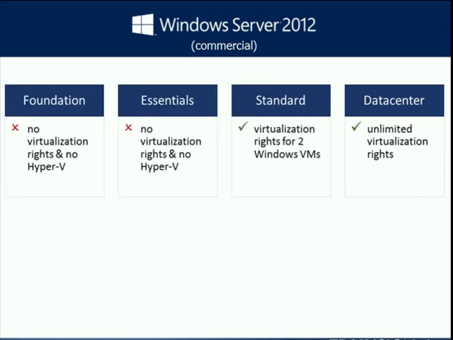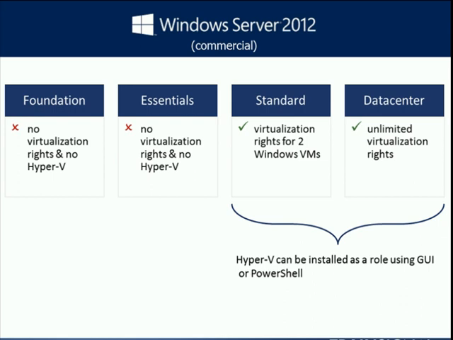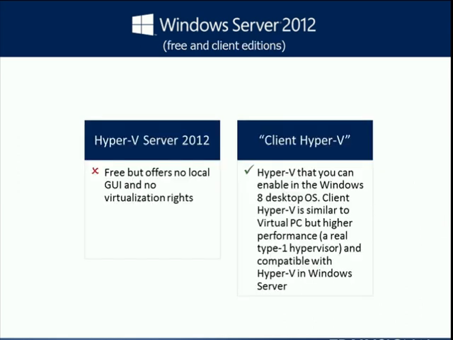To sum it up, there's four different editions of Windows Server 2012: Foundation, Essentials, Standard, and Data Center. However, only the last two editions, Standard and Data Center, allow you to use Microsoft Hyper-V. So if you want to use Microsoft Hyper-V, make sure that you have one of these two editions, either Standard or Data Center. With those Windows Server 2012 editions, you can install the Hyper-V role either using the graphical user interface or via the command line using PowerShell. And I'll be showing you how to install Microsoft Hyper-V as a role in Windows Server 2012 step-by-step here in just a few minutes. But first, let's talk about two other ways that you can utilize Hyper-V.